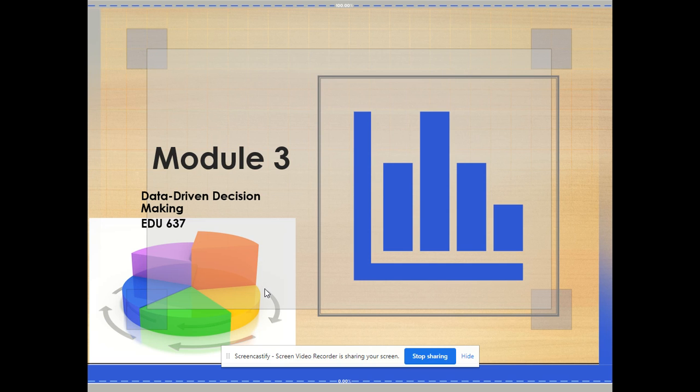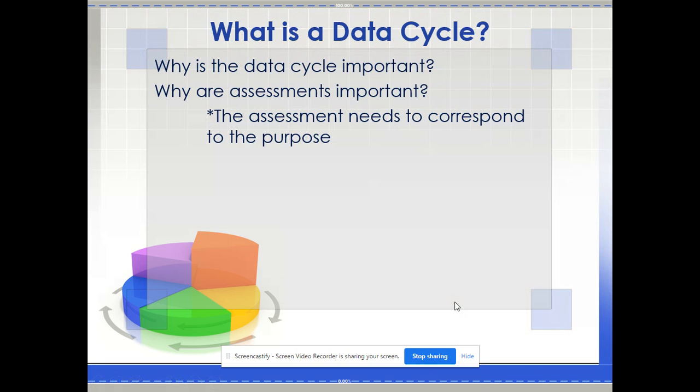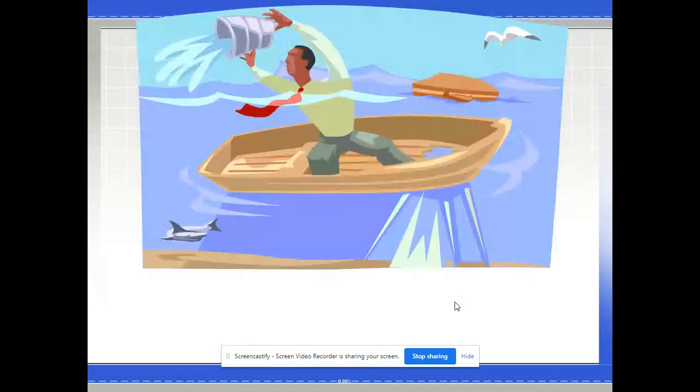Hello and welcome to Module 3, Data-Driven Decision Making. Today we're going to look at what is a data cycle, why are data cycles important, and why are assessments important. And is it important for the assessment to correspond to the purpose?